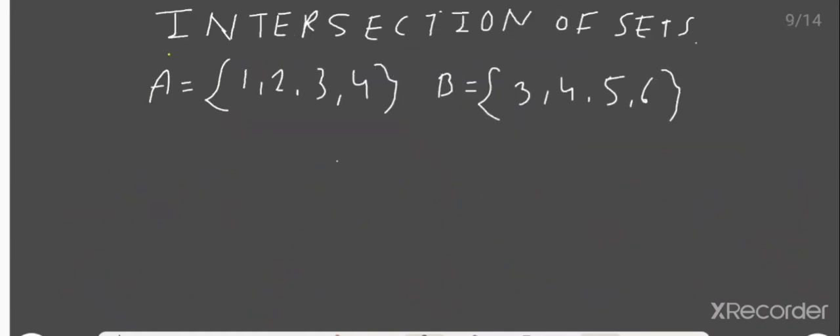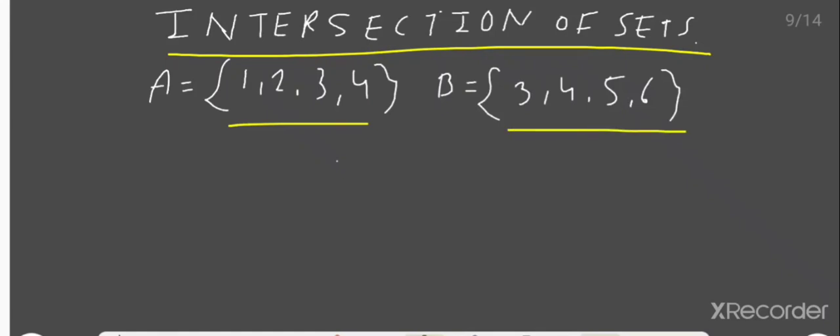Next one is intersection of sets. So there are two sets, A and B. This is the symbol of intersection. So what is the intersection of A and B? A intersection B. Intersection means there are two sets, and we have to write the common elements from the two sets.